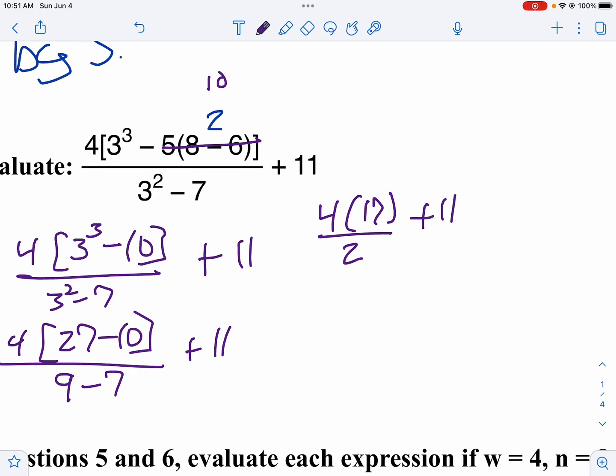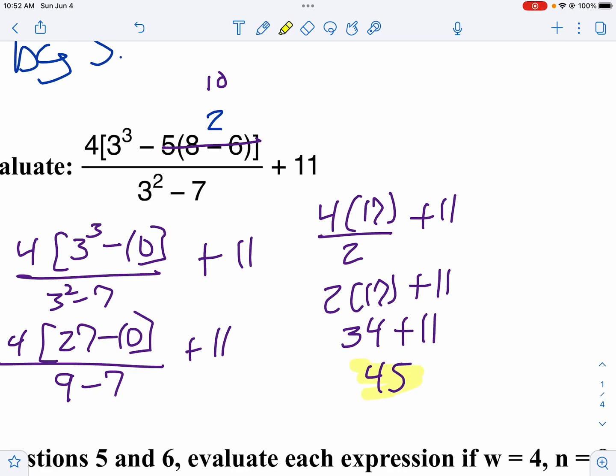Now, you can take 4 times 17 and then divide it by 2. Or what I'm going to do is I'm going to take 4 divided by 2. 4 divided by 2 is 2, so I get 2 times 17 plus 11. 2 times 17 is 34. 34 plus 11 is 45. Whoops, got ahead of myself there. Our answer is 45 there.